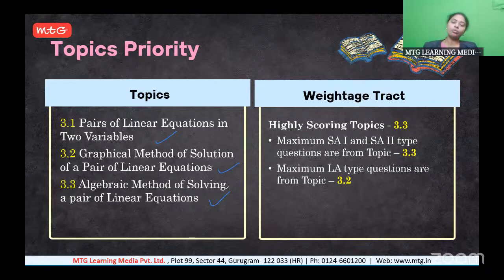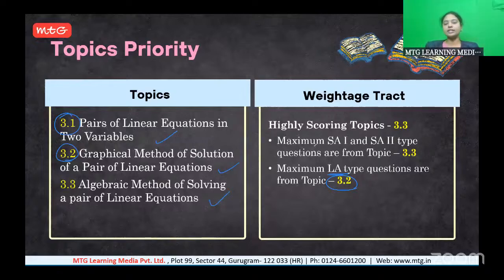Coming to the weightage of various topics, since 3.1 is just an intro part, 3.2 is the graphical representation. Graphical representation is making the graph of the given equations, which is going to be a lengthy process. So all your long answer type questions are going to be from 3.2. This is where you have the maximum probability of a long answer type question occurring.